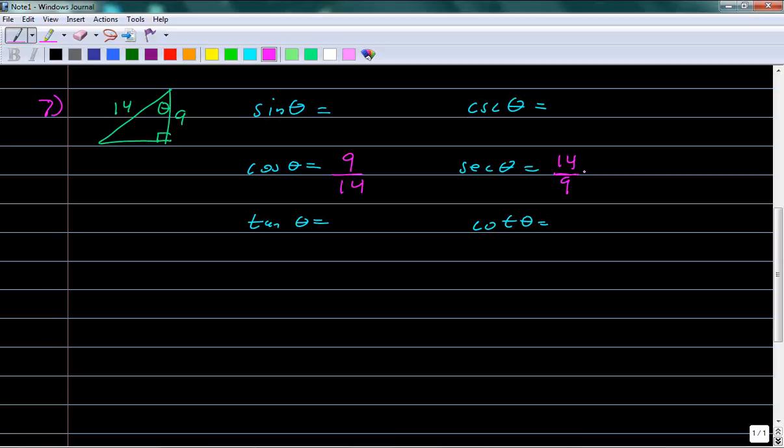What we're going to do at this point is figure out the third leg, and we're going to call that leg little a. And to solve for that, we're going to use a squared plus b squared equals our hypotenuse squared. So a squared plus 81 equals 196. A squared equals, and by subtracting 81 from both sides, I get 115. When I take the square root of both sides, I get a equals square root of 115.